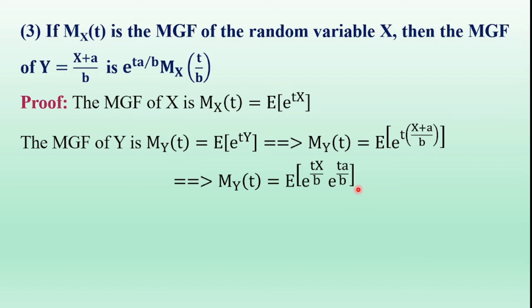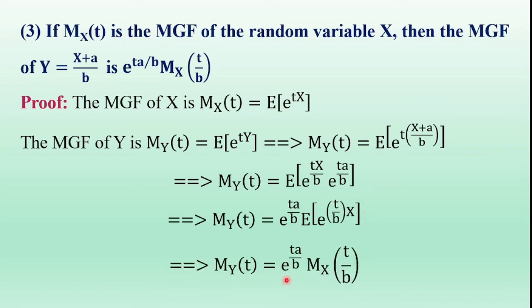So e^(ta/b) is a constant. So using the property of expectation, E[aX] is aE[X], the RHS term of this equation is written as e^(ta/b) into the expectation of e^((t/b)X). So using the moment generating function definition, the value of the expectation of e^((t/b)X) is Mx(t/b). So therefore, My(t) is equal to e^(ta/b) into Mx(t/b). So this is the third property.